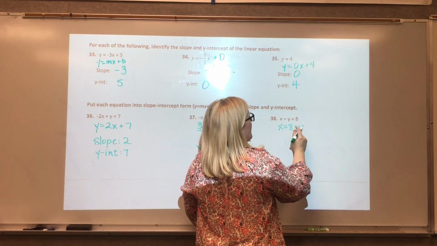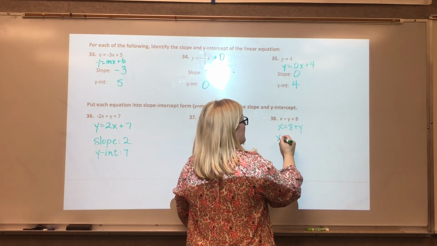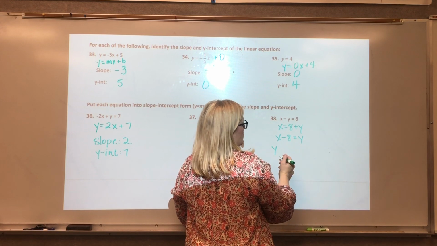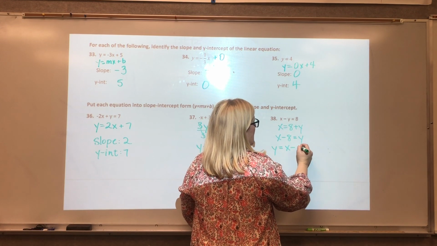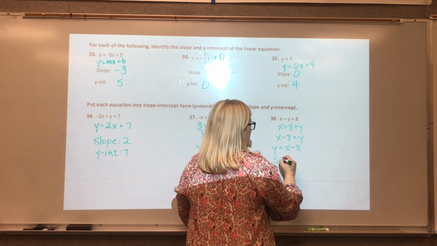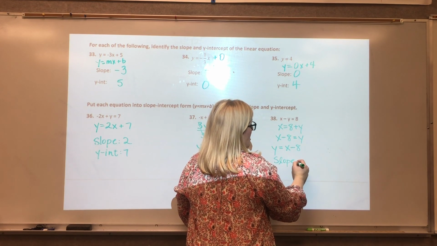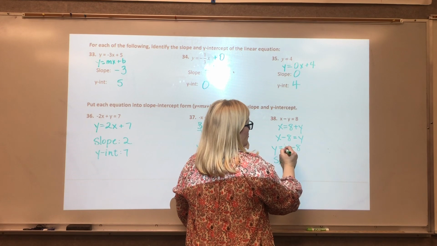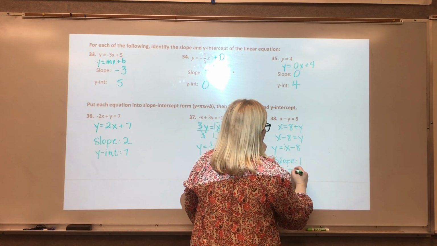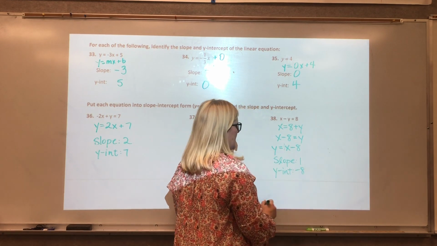Okay, over here I'm going to move y over, so I have x equals 8 plus y. And then I'm going to subtract 8 from both sides, and put y over here. So y equals x minus 8. So what is my slope now? There's nothing here except for my invisible 1. So my slope is 1. My y-intercept is -8.